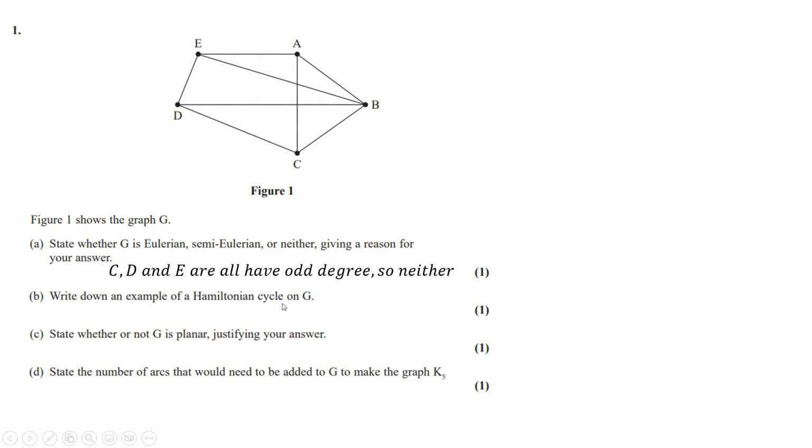Write down a value of Hamiltonian cycle. Well, I mean A, B, C, D, E, A. Sure. Is it planar? Yeah, you could put this arc out here, and then nothing would cross over. I would suggest that you actually draw it, but I couldn't be bothered.